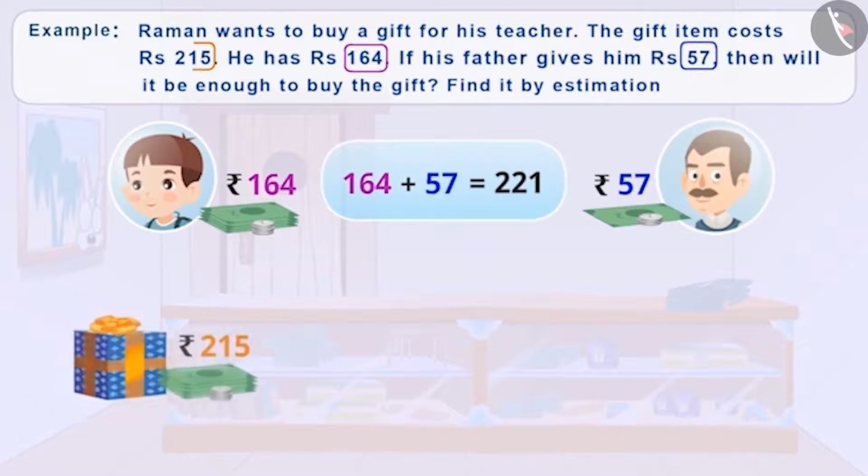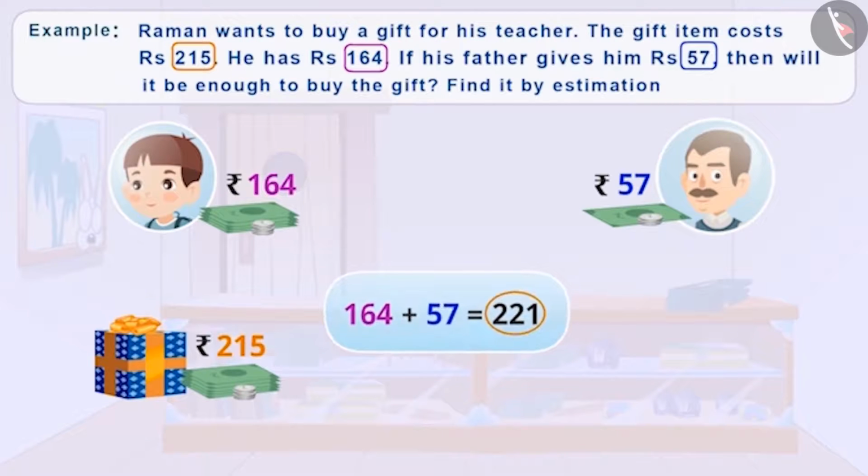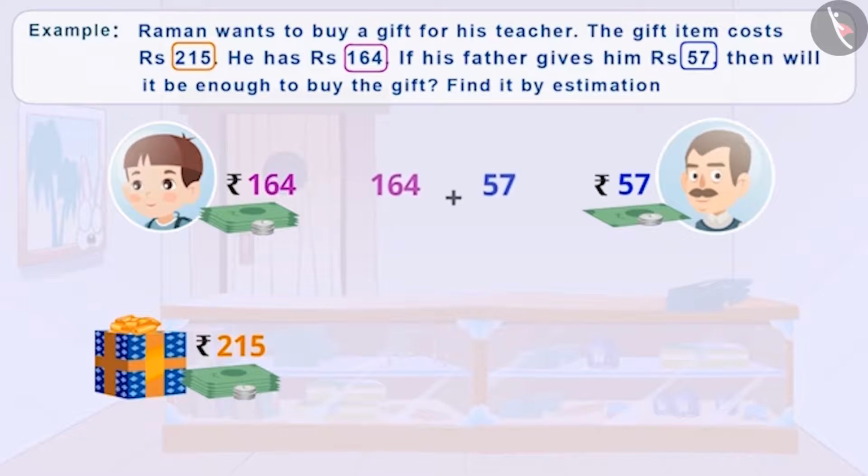If we compare it with the cost of the gift, we can find whether it is enough or not. But this is not required here. Rough estimation saves the time and helps in comparison as well. Therefore, we will find the value nearest to the result. Whenever there is addition or subtraction, let's consider the smallest number. Here, 57 is the smallest number.